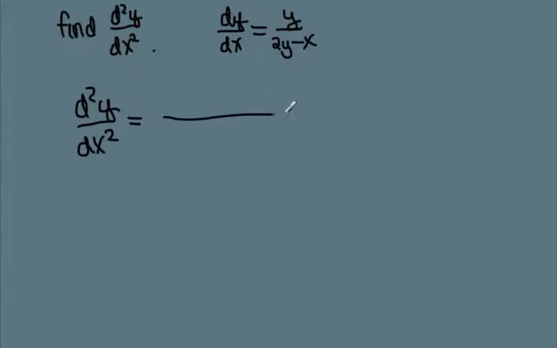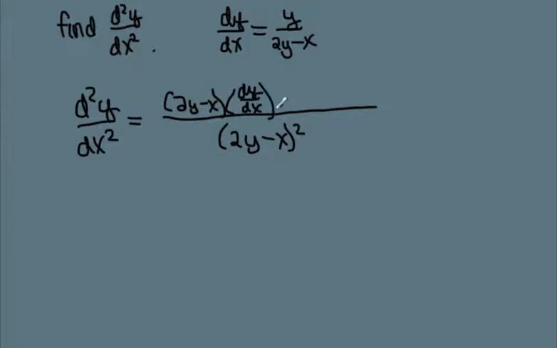So now the quotient rule is going to be used. So I'm going to take (2y minus x) squared. Then I'm going to take the denominator of 2y minus x times the derivative of y, which is dy/dx, minus your numerator. Now the derivative of this, you have to be careful with your variables again. The derivative of 2y is 2, but then you've got dy/dx, minus the derivative of x, which is just 1.